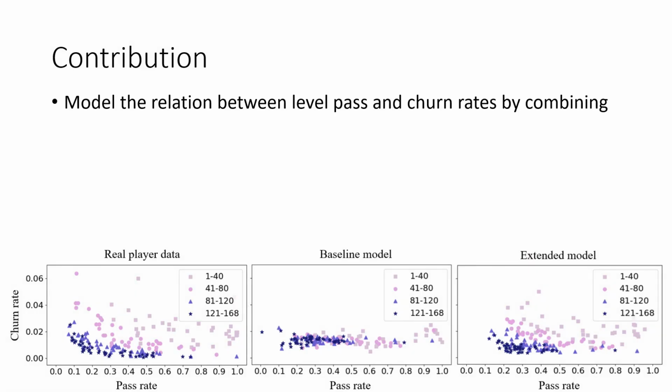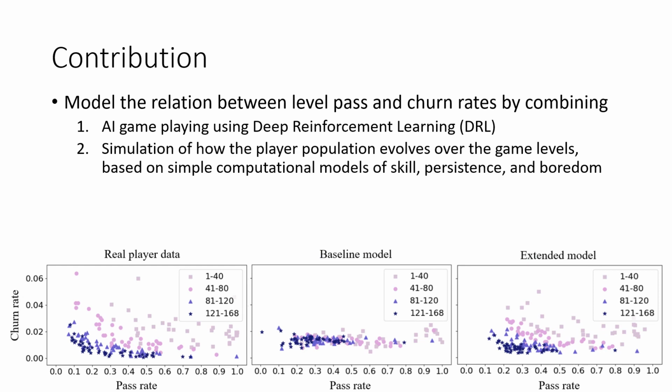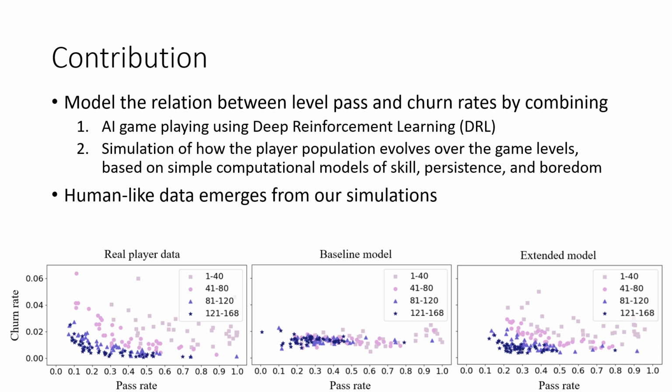We model the relation between level pass and churn rates by combining deep reinforcement learning game playing agents and a simulation of how the player population evolves over the game levels, based on simulated skill, persistence, and boredom. Previous work has not investigated the combination of these two parts. Combining these components, our simulations produce human-like data where the relation of pass and churn rates changes correctly over game levels.